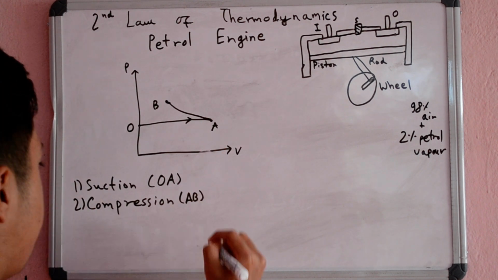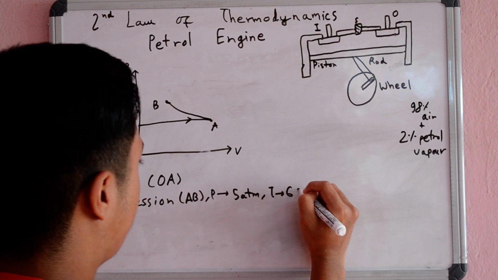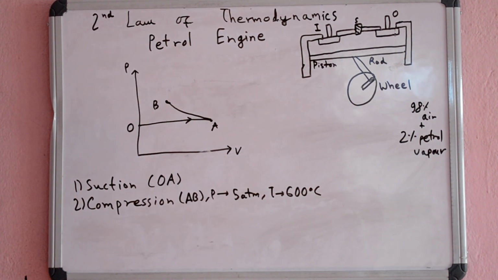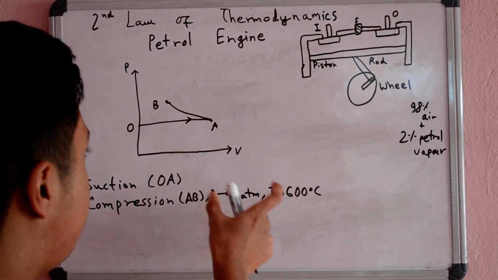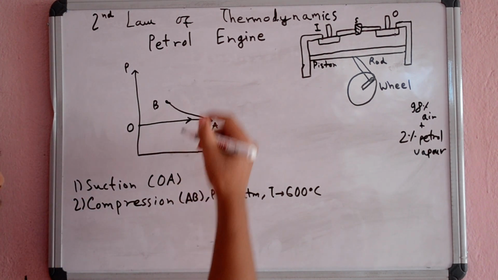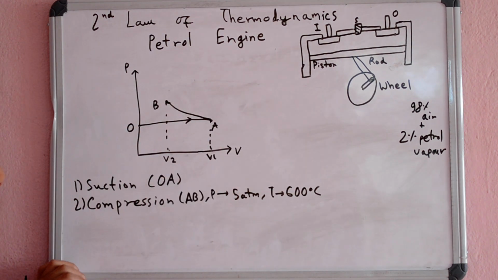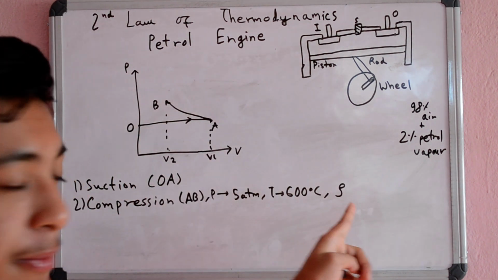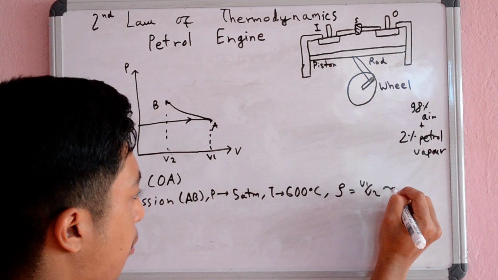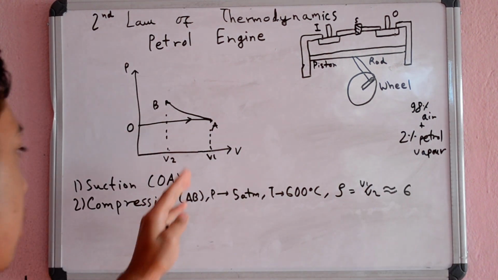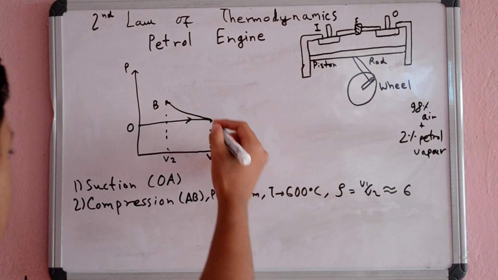Here, the pressure increases to 5 atm and the temperature to 600 degrees Celsius. So that means this is an adiabatic compression, since all of P, V and T change. And if we say that this is the volume V1 and this is volume V2, then rho represents the compression ratio, which is V1 by V2, approximately equal to 6. So the volume compresses to almost 1/6 of its original volume at point A.